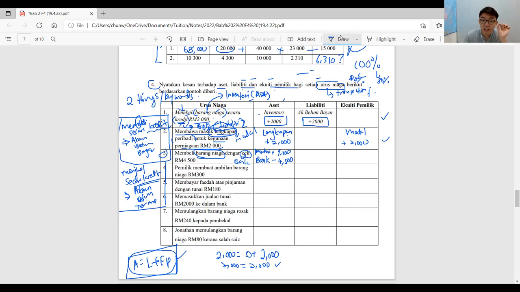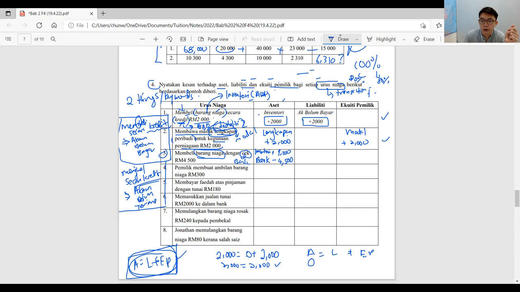All right. Now let's check the answer. Come back using this formula. So for asset, how much is it? When you use 4,500 minus 4,500, equals what? Your asset is zero.